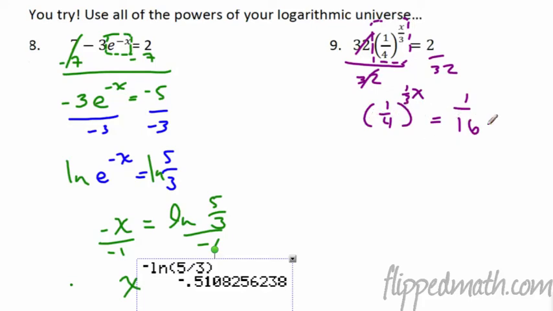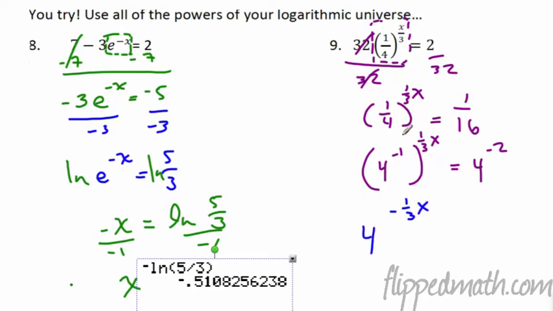Now I see a common base. That's why I did that. So we get 4 to the negative 1. That's 1/4, correct? To the 1/3 x. All right, that's the exponent. This is all going to equal 4 to the negative 2 power. So a little simplification on the left, I'm going to get negative 1/3 x. We put that as a power on 4 because I multiply these two. This is all going to equal 4 to the negative 2.